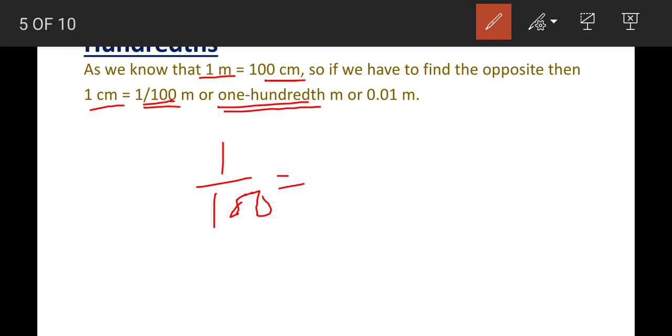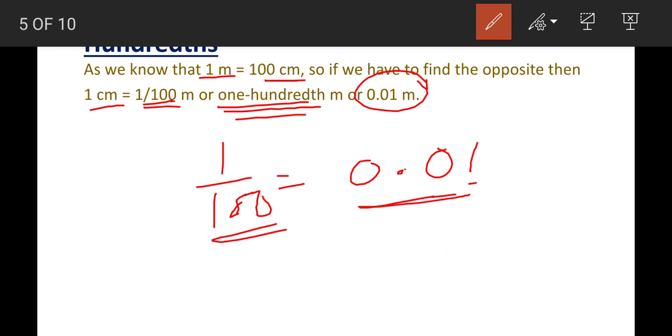That means we want to write the decimal form of this one. We can write this one as 0.01. 1 by 100 is read as hundredth, and how to write this one in decimal form? It is 0.01.